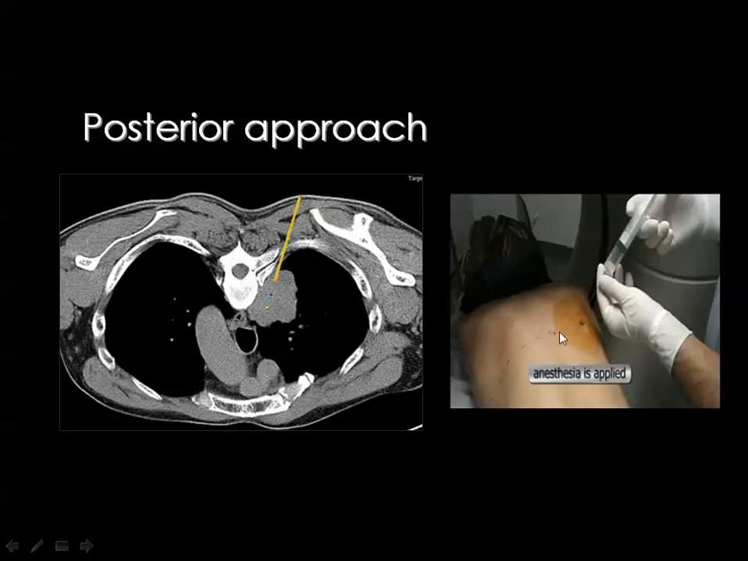And this is the skin marker at the site of the entry, and you measure the site of the entry from the midline. You calculate this distance on the film. This is the midline, and this is the site of puncture of the needle, and the distance here is about, say, 3 centimeters, and you measure 3 centimeters, and you do some local anesthesia like here, and then you push your needle in the direction of the lesion.